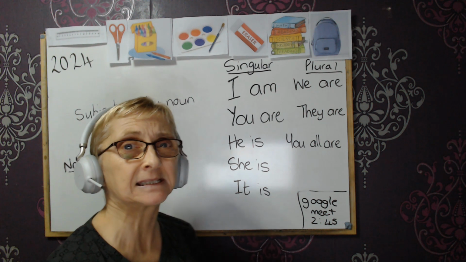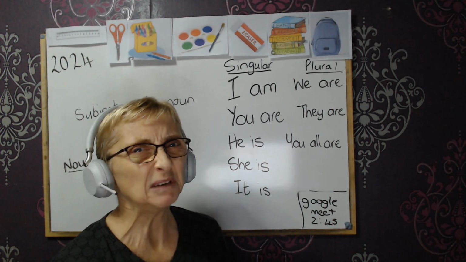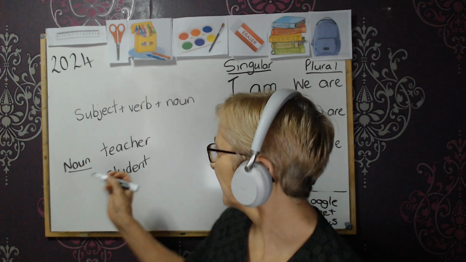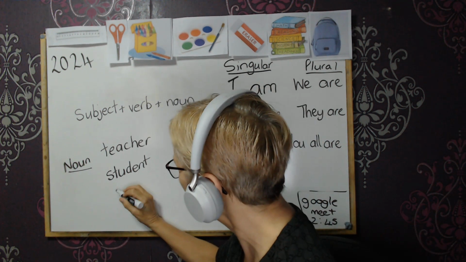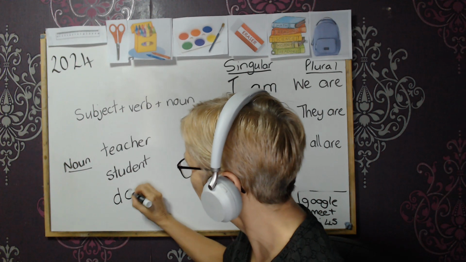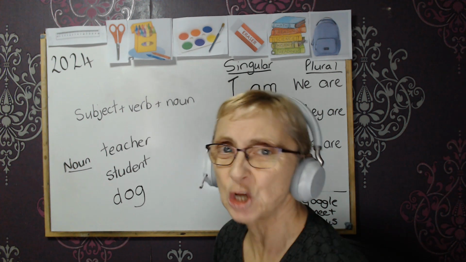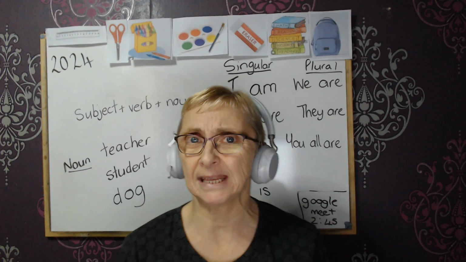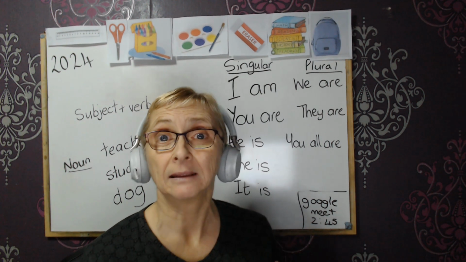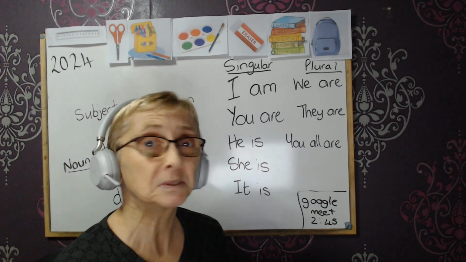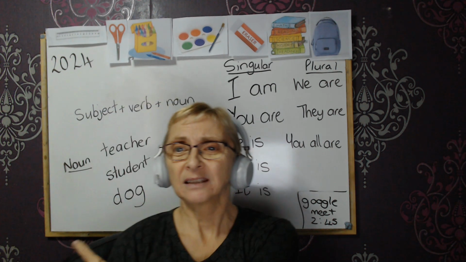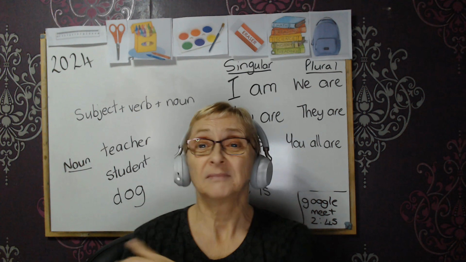It is. Can't really say it is, but let's put a noun on there. Let's put another noun. Dog. When we don't know if it's a he or a she, it's a thing, we use the pronoun it. It is a dog.